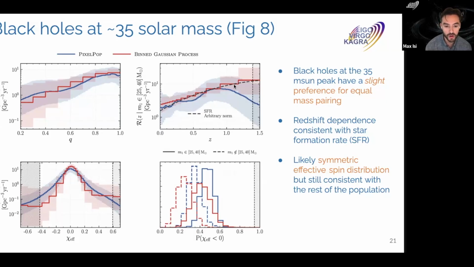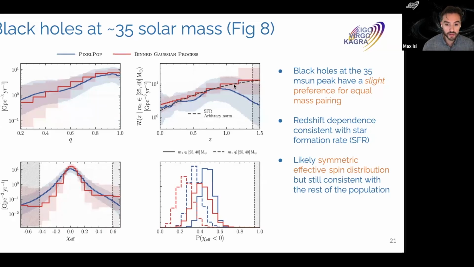And you see that summarized on the bottom right panel, which looks at the fraction of systems that have chi-effective being negative. In the case of Pixel Pop, that's totally consistent, and it peaks at 0.5. And the Bin-Gaussian process may have a slight preference for more positive chi-effective systems, but it's again within the uncertainties totally consistent with a 50-50 split. So this is slightly different if you're looking at the 10 solar mass peak, where there was a more marked preference for positive chi-effective.